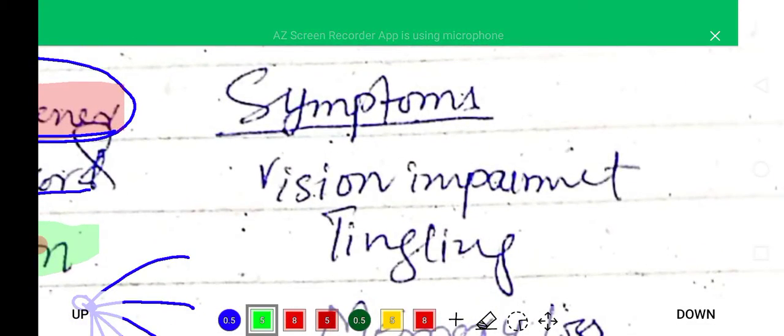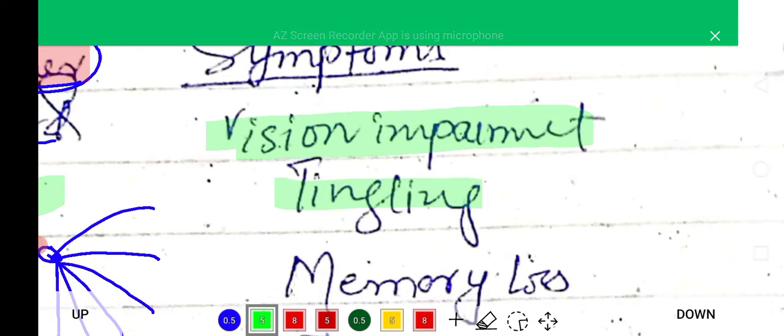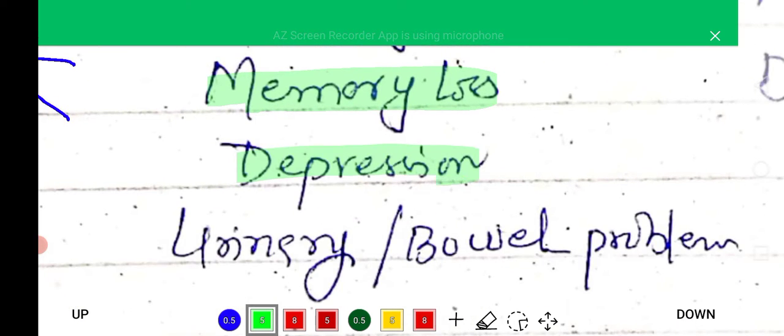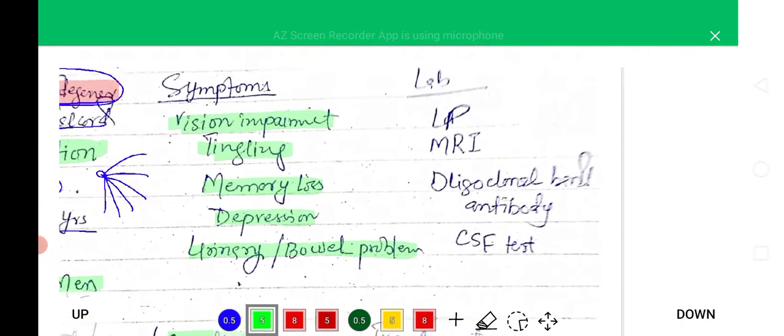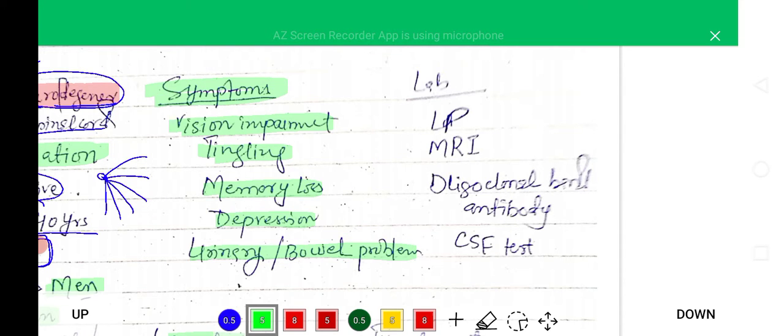So what are the symptoms? Visual impairment occurs because the optic nerve is impaired. Tingling occurs. Memory loss can be there. Depression will be there. Urinary and bowel problems will be complained of by the patient. So these are the signs and symptoms.